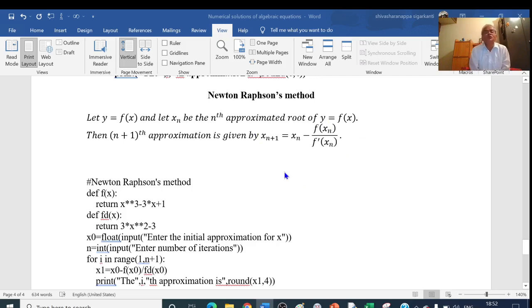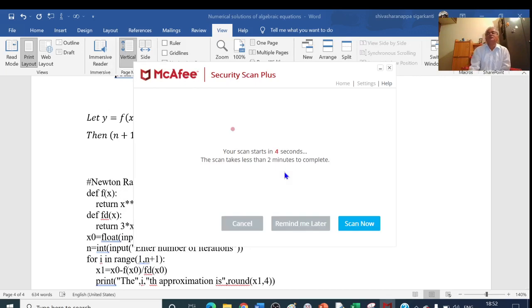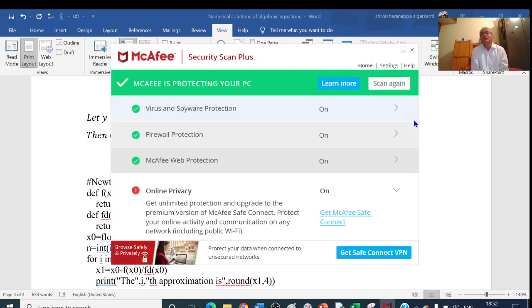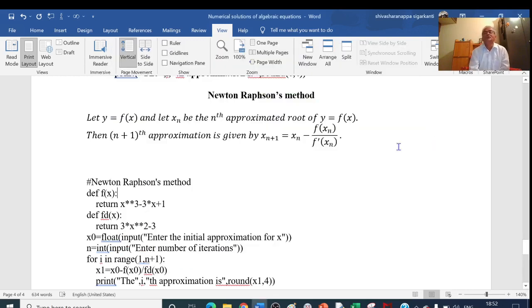So we have to choose the initial approximation nearer to the root of the equation. If we take the x0 value far away from the root, then it will not converge, it will diverge. So here, to write the program, what I do is first I will define the function.